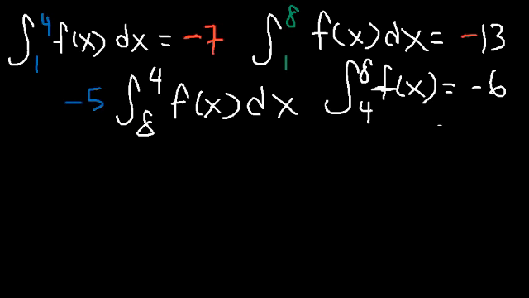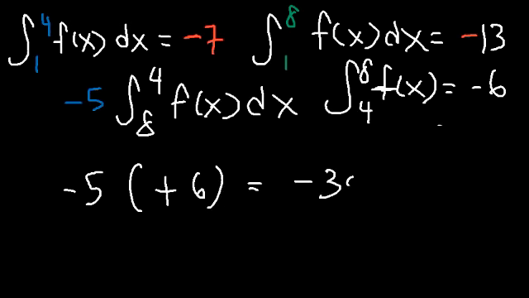Therefore, if from 4 to 8 it's -6, then from 8 to 4 it's going to be +6. Multiplied by -5, the final answer is -30.